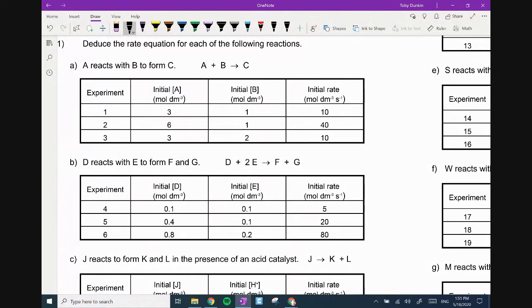Okay, so stayed the same. Stay same, kept same, keep same, KS, whatever you want. Times by 2, times by 4. A is second order. Next. Stayed the same. Times by 2. Did absolutely nothing. Zero order for B. We're done.